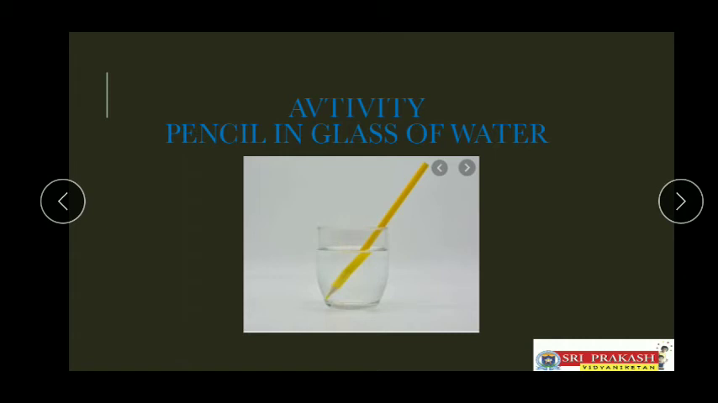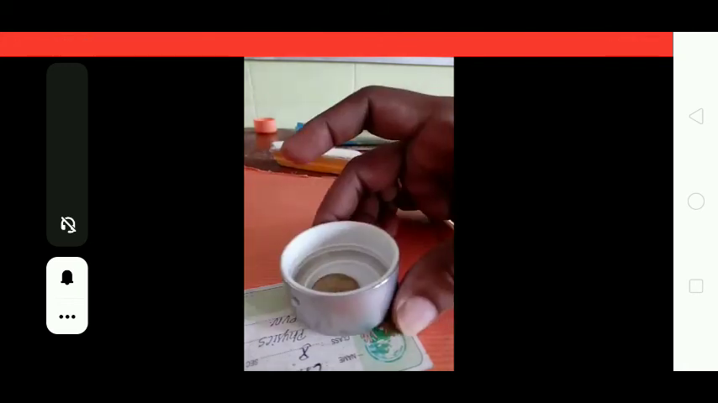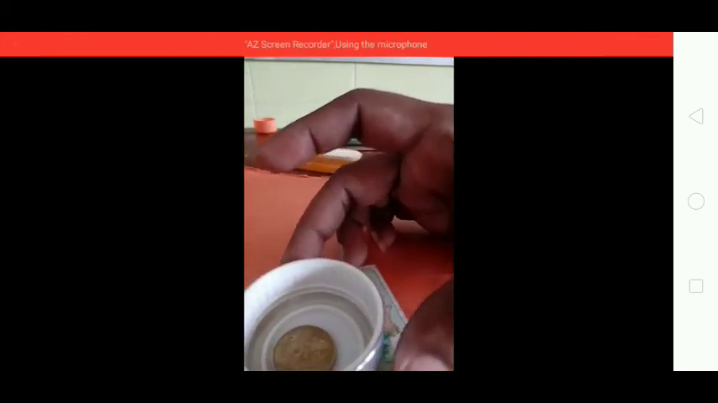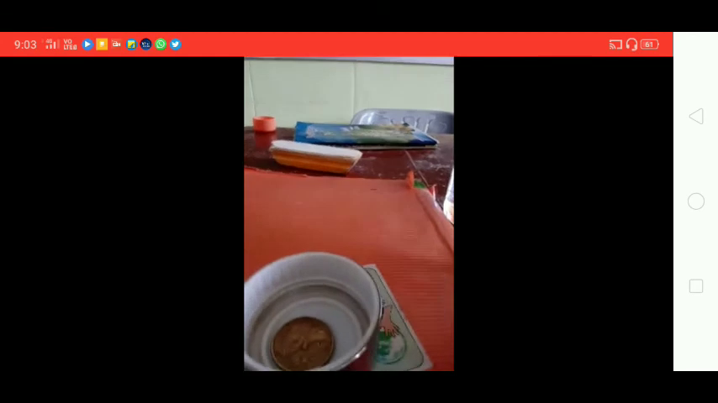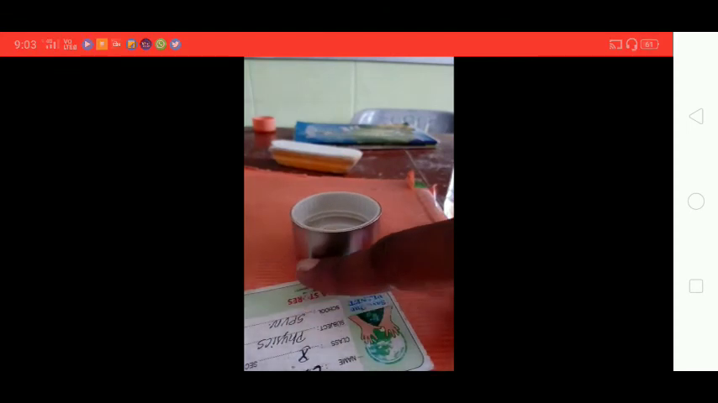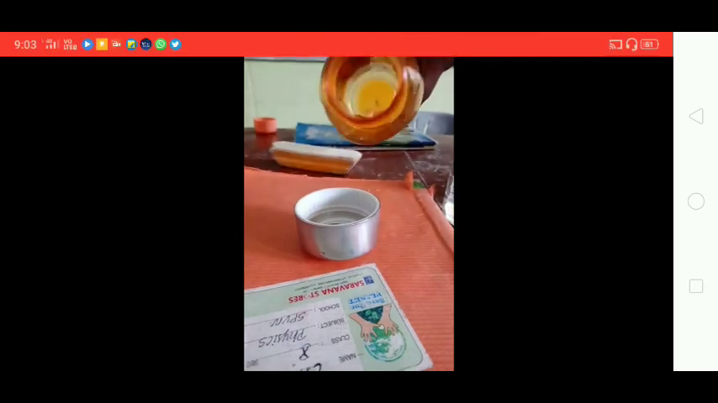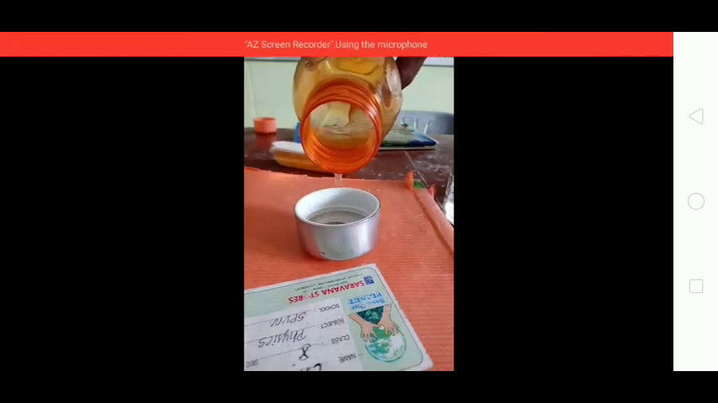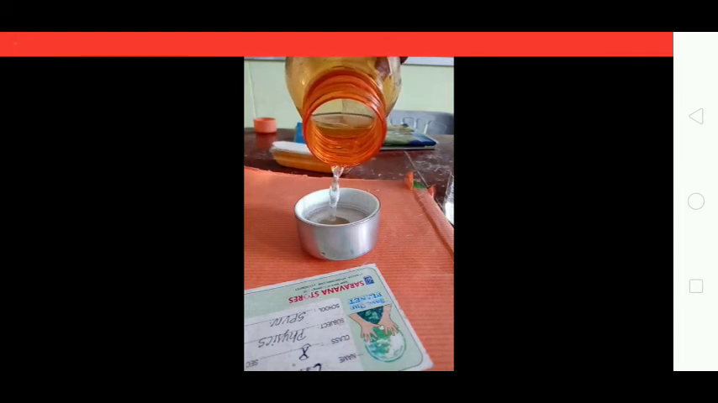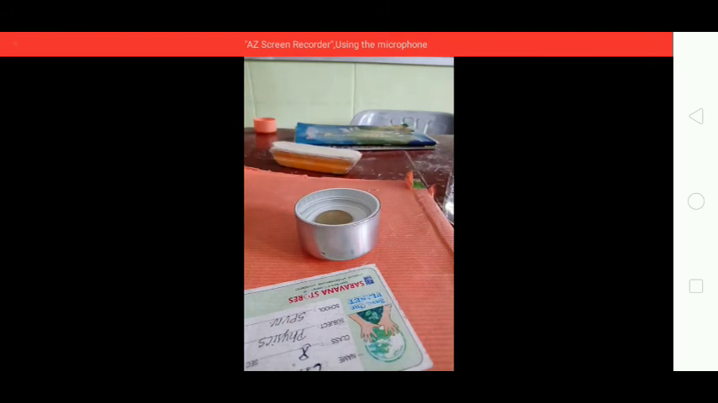Let us see one more activity to understand refraction. Here in a cup we kept one coin, and it can be viewed, right? I fixed my camera and now I am moving the cup away, as the walls of the cup are opaque. Now I just missed the coin. If you fill the cup with water, we can get the view of the coin.